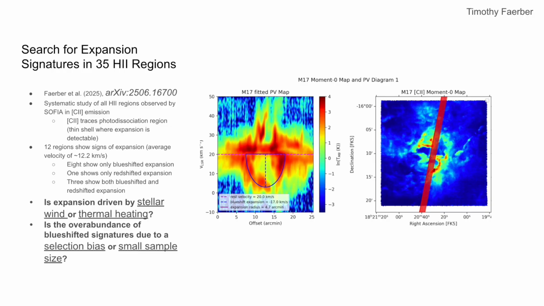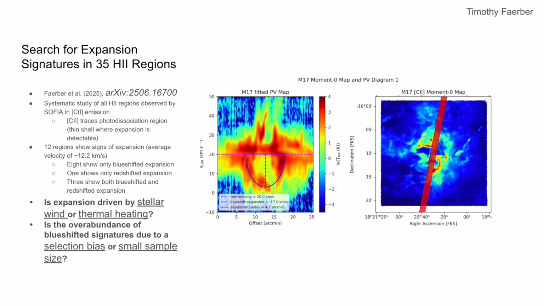To do this, we construct what are called position velocity diagrams. We can see one of these in the left figure of the PowerPoint, which is taken from the red axis in the right figure of the PowerPoint, which is what's referred to as a moment zero map, or essentially just a map of all of the ionized carbon emission in that H II region. And back in the left panel, the x-axis corresponds to the offset along the red axis in the right panel from bottom to top, while the y-axis shows us the velocity space.